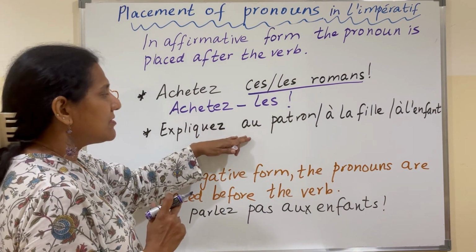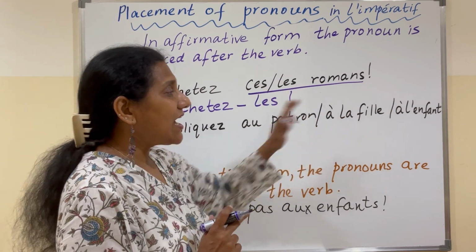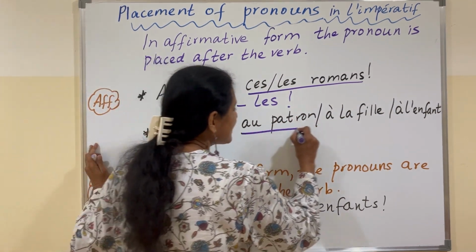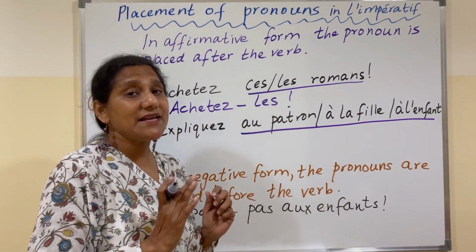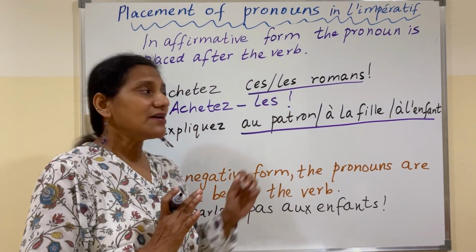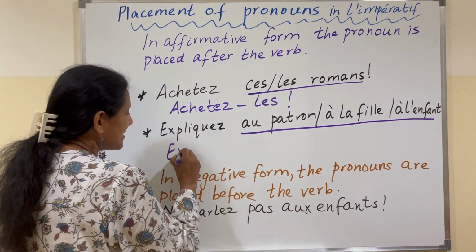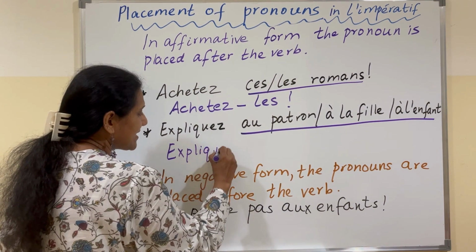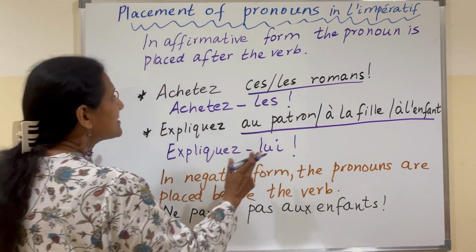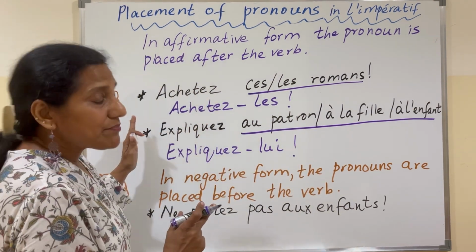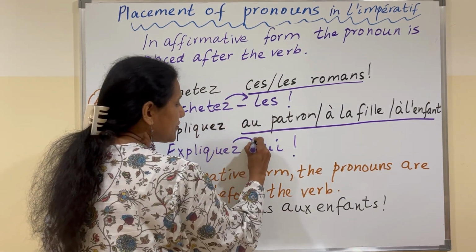Now let's look at another example of an affirmative sentence. Expliquez au patron, or expliquez à la fille, or expliquez à l'enfant. In all these cases, it's preposition plus person, so it will be replaced by an indirect object pronoun, and here it is all singular, so lui. So we write out the verb in imperative, expliquer, put a hyphen and put lui. So we can see that in imperative affirmative, the pronoun is placed after the verb.